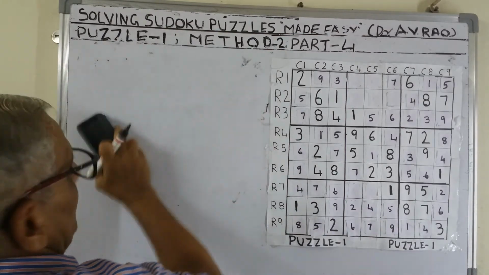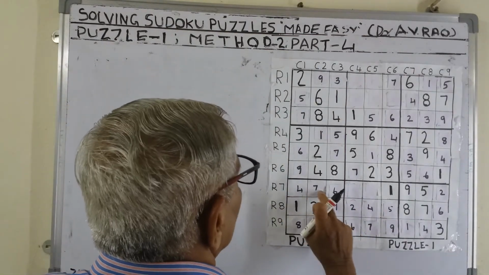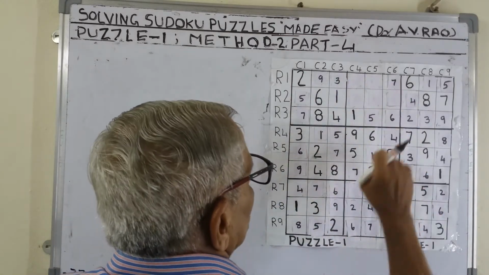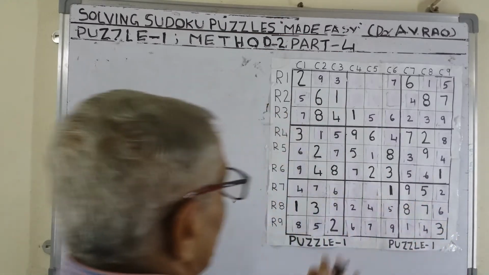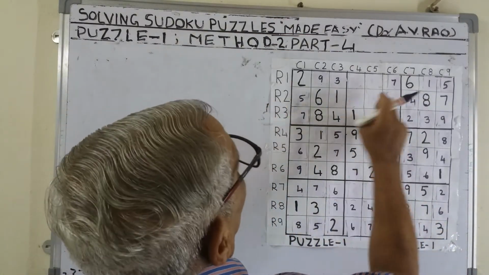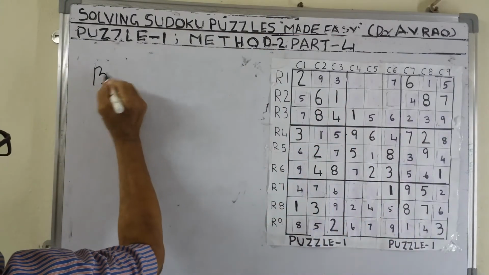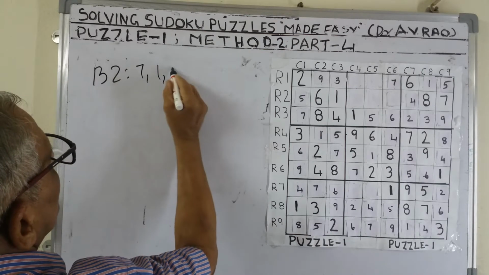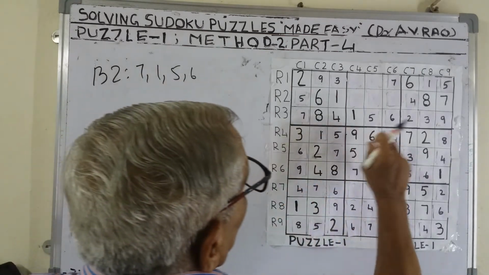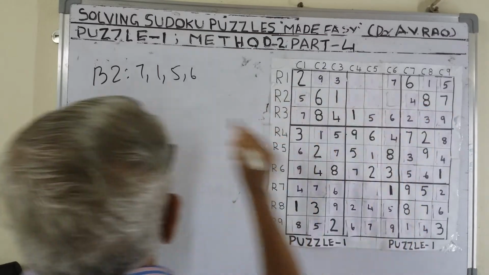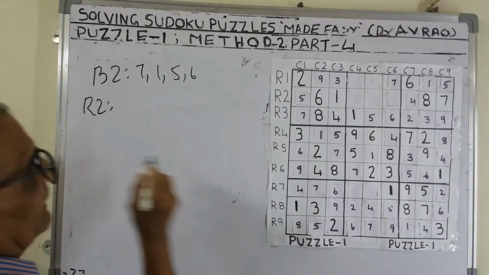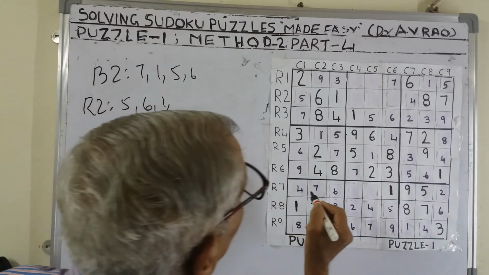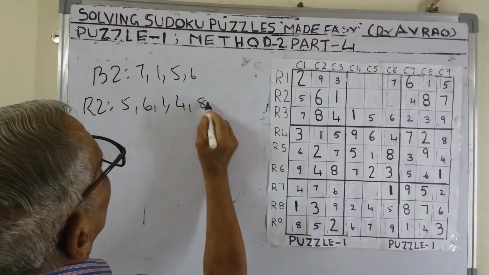Now here, see, R7 must be filled up with 3 and 8. In these columns, no 3 or 8 is coming, so it is not sure. Let us leave it like that. Now coming to this box, box 2, B2. What are all the numbers? 7, 1, 5 and 6. Now take row R2. What are all the numbers? 5, 6, 1, 4, 8 and 7.